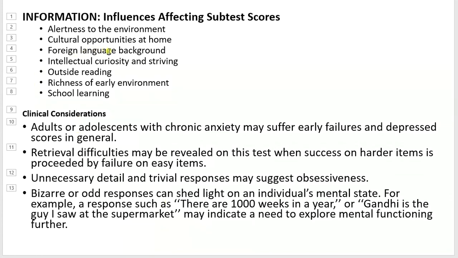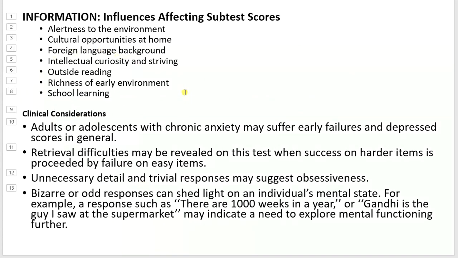So the factors that influence information are alertness to the environment. Those who are alert to the environment will acquire the needed general information and knowledge. Cultural opportunities at home, foreign language background, again, it will influence. If you are not good in English, then you may perform poorly. Intellectual curiosity and striving will influence positively. Outside reading will influence the score positively. Richness of early environment, again, will influence the score positively. School learning, again, will influence the score positively.